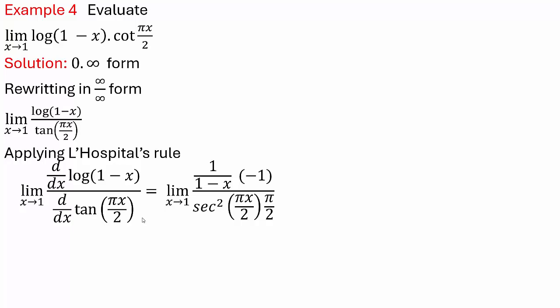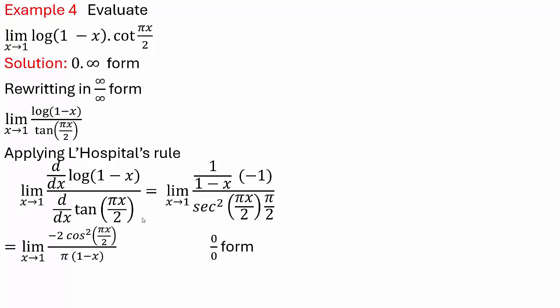limit x tends to 1 of derivative of log of 1 minus x divided by derivative of tan of pi x by 2. It can be expressed as limit x tends to 1 of 1 upon 1 minus x into minus 1 divided by sec square pi x by 2 into pi by 2, which can be rewritten, since 1 upon sec is cos, as limit x tends to 1 of minus 2 cos square pi x by 2 divided by pi into 1 minus x.